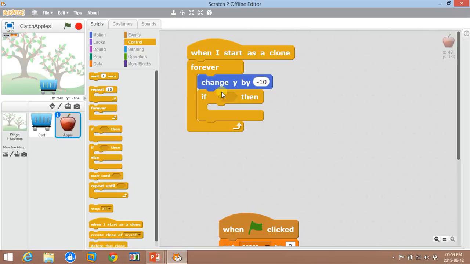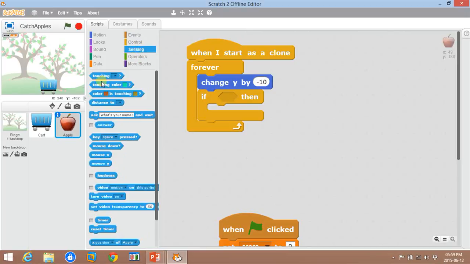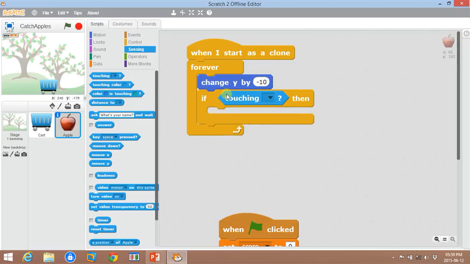Okay, and now we need to figure out two things. We need to figure out if our apple is in our cart, and we need to figure out if our apple has fallen onto the ground. Yes, so we're going to go to the sensing, and we're going to look for the touching block at the top, and we're going to drag that into there, and we're going to click on the little down arrow, and we're going to choose cart.